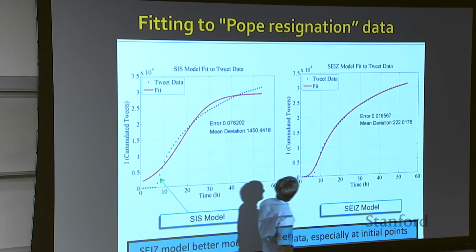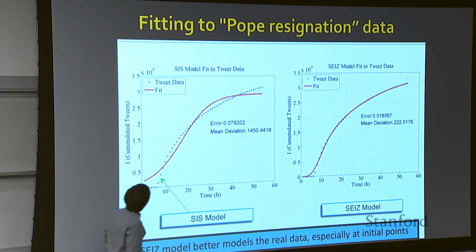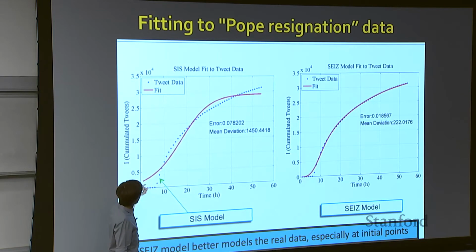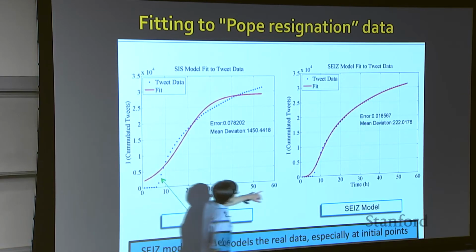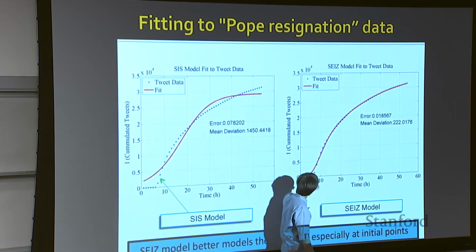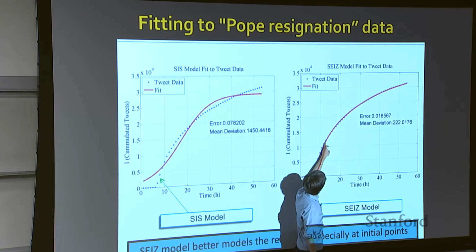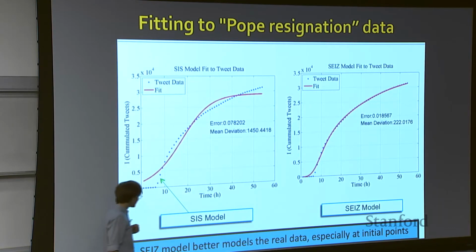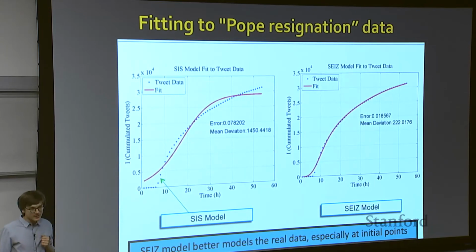Here's one case, here's another case for another story. Again, the SIS model is not able to model this nicely. These guys are able to model it quite nicely. You see some error here, maybe a bit of an error there. Okay? So this is what is interesting.